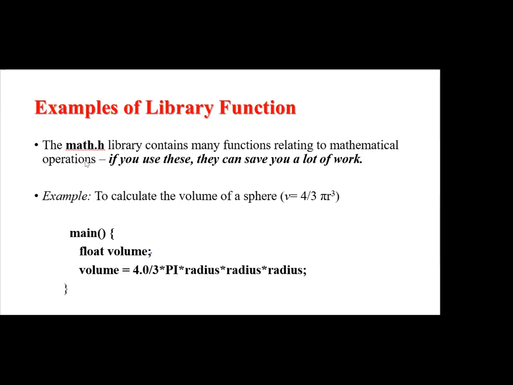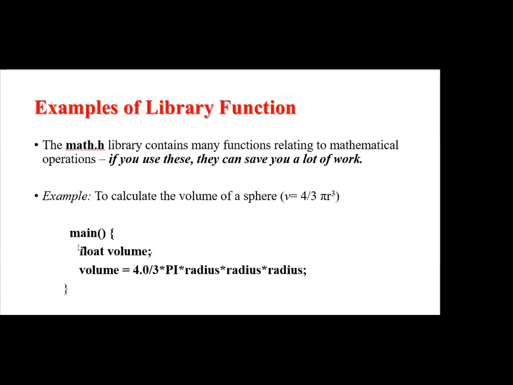I would suggest you all to explore more: what the different libraries in C are, and what functions are included in them. I'll leave you all to explore. Here we'll just look at a simple example. We'll try to calculate the volume of a sphere. The formula for the volume of a sphere is V equals 4 by 3 pi r cube, right? That means r is multiplied 3 times, right?